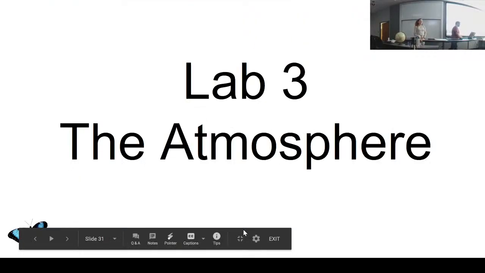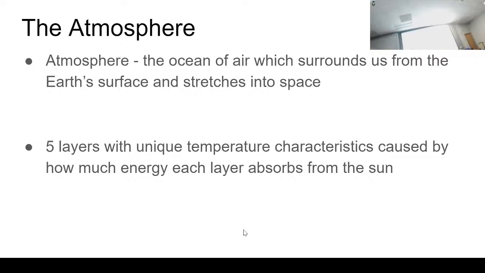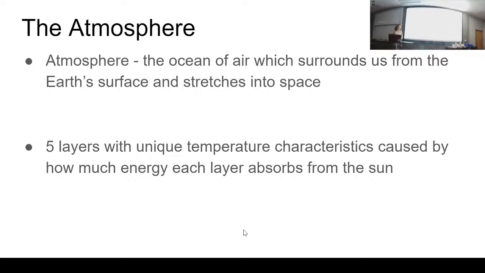When we talk about atmosphere, we're mainly talking about the 5 layers and their characteristics. The atmosphere is the ocean of air which surrounds us from the Earth's surface and stretches into space. So it's all around us. Every time we breathe, we're using our atmosphere. And then there's 5 layers, and they're all separated by unique temperature characteristics. Their characteristics are based off of how much energy they absorb from the sun. So remember, these layers are divided by the temperatures that they absorb from the sun, all that radiation they're absorbing.